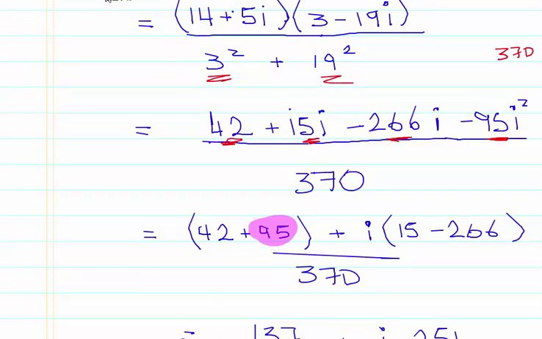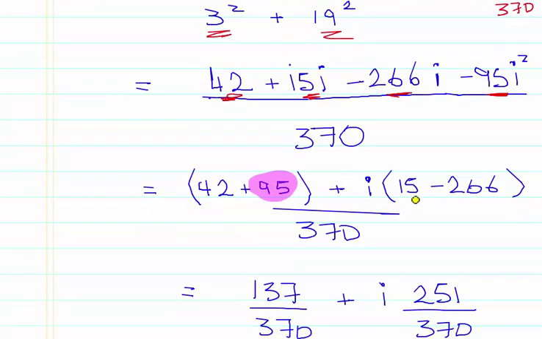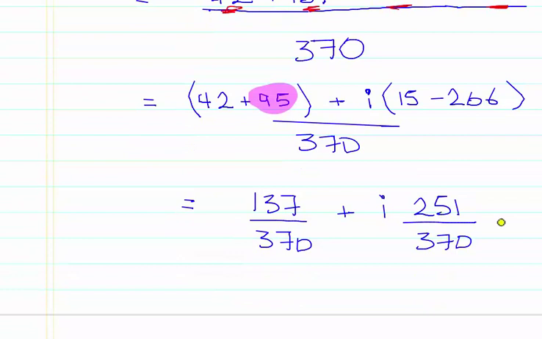So we group up the real numbers, 42 and 95. 42 plus 95 gives us 137 over 370. The imaginary components are 15 and minus 266. 15 minus 266 gives us minus 251 over 370. And that's essentially the job done. So we'll leave it there.